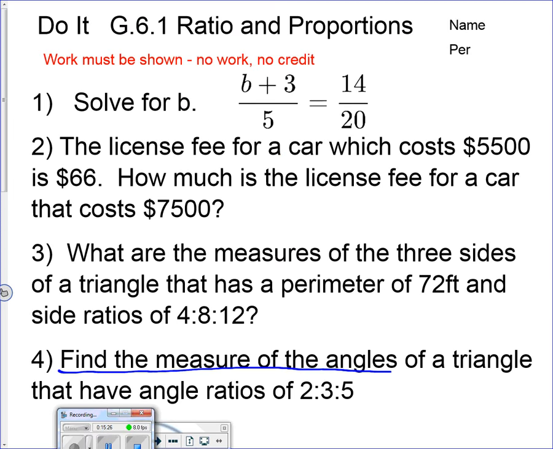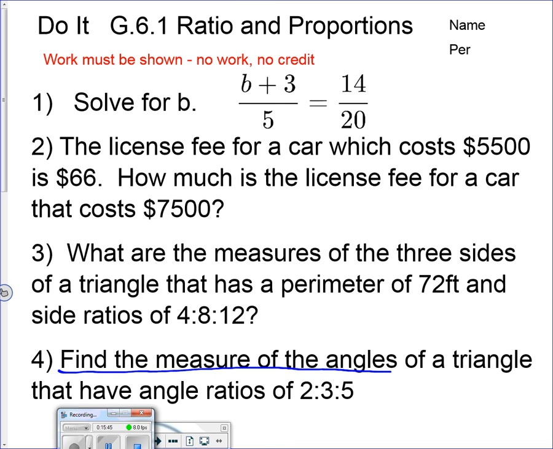Here are your do-it problems for G.6.1. Please make sure you put your name, your period, a date and all that stuff. You're writing down the information, like the license fee for a car, and then putting the answer underneath it. Don't write all the problems down and then do the problems underneath. Just do one problem at a time so that you can space it out on your paper properly.